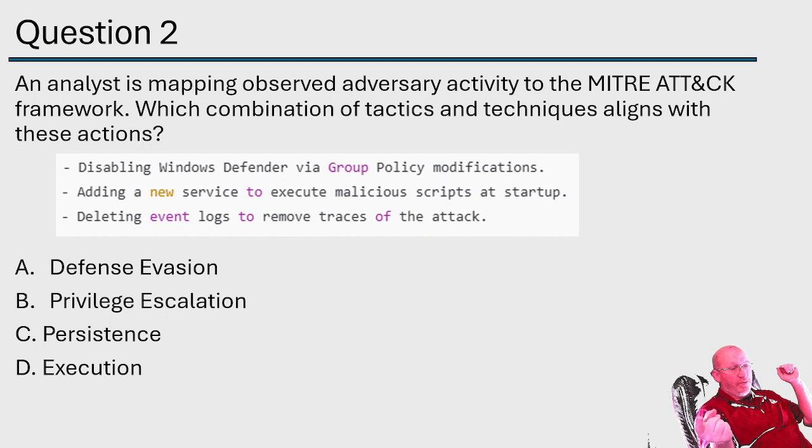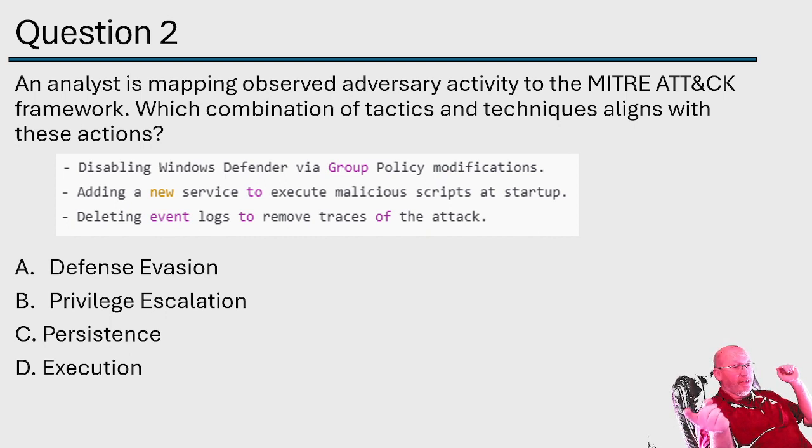So is it defensive evasion? Possibly. I like this answer because we are seeing the logs being deleted, and that is a key indicator of evasion. But we're also seeing some privilege escalation. Nah, not really. We're not really seeing privilege escalation. I'm sorry, we're seeing some persistence. Yes, we're seeing some persistence.